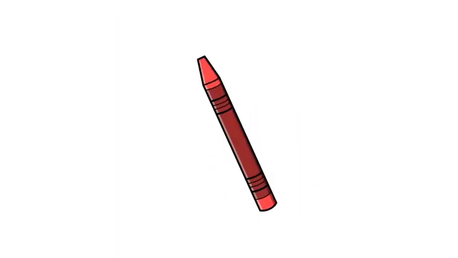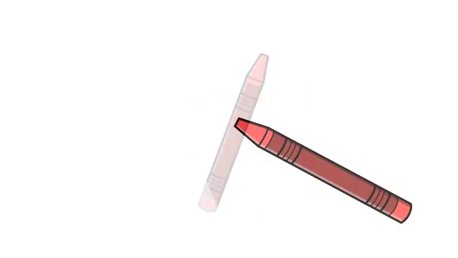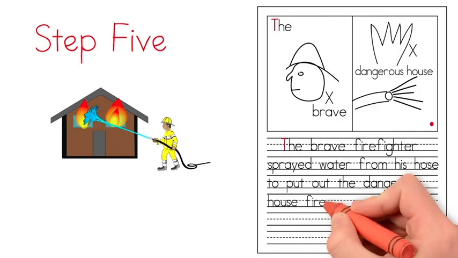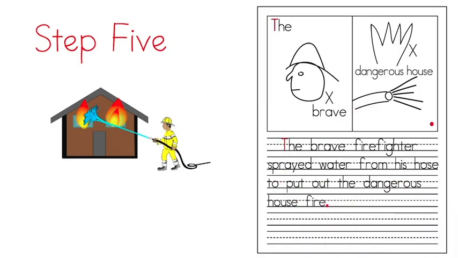It's editing time! Grab your red crayon. Trace the capital T and the period to check that you have a capital and stop in the sentence. Fabulous job! You have a complete sentence that tells all about the idea. You are ready to point and read your sentence. Go back and say the whole sentence.